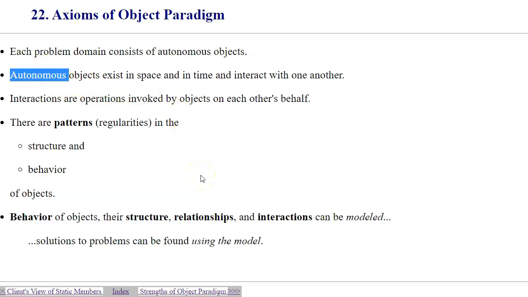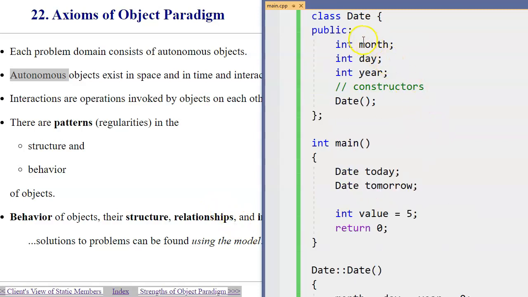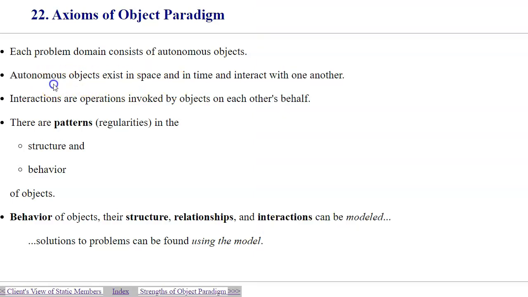Ideally, every class should be designed as an independent concept, which means that, for example, in our case when we were talking about the class named Date, it's self-sufficient and does not depend on any other class or anything else in the system. Its entire declaration over here is self-contained, autonomous, independent, and completely fulfilled. That's the idea of autonomous. So autonomous objects exist in space and in time and interact with each other.